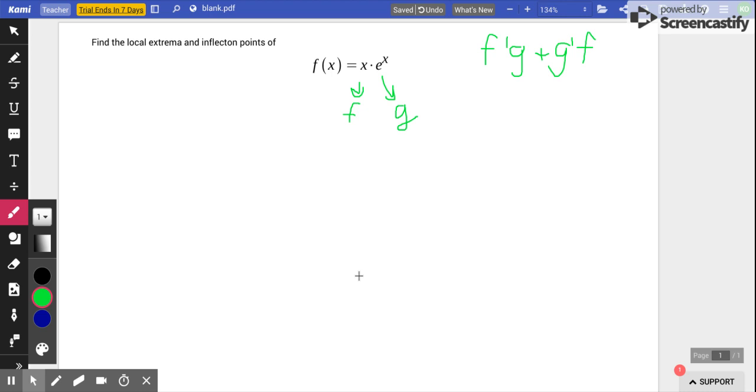All right, so we're trying to find the local extrema and inflection points that we usually call the stationary points. These happen when the tangent at that point is horizontal. If it is horizontal, therefore it means the derivative is equal to 0. So we need to do a first derivative test.